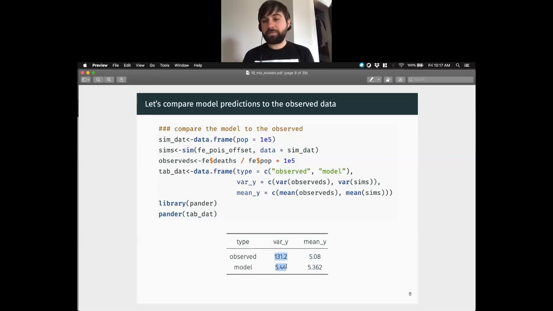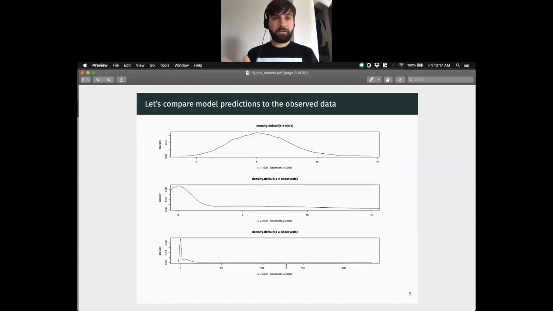The variance in the observed data is just wildly higher than the variance that our Poisson model expects. The variance in the observed data is 131, and the variance of our Poisson model is equal to that lambda parameter. So we have about a 5.4 lambda. In this case, log lambda is equal to log p plus alpha, so lambda is equal to e to the log p plus alpha, so p times e to the alpha. Anyway, okay. Now we're going to compare the model predictions to the observed data just to see what this looks like.